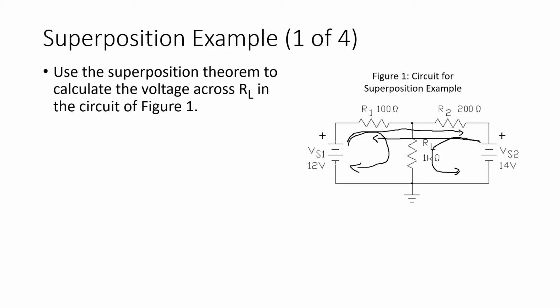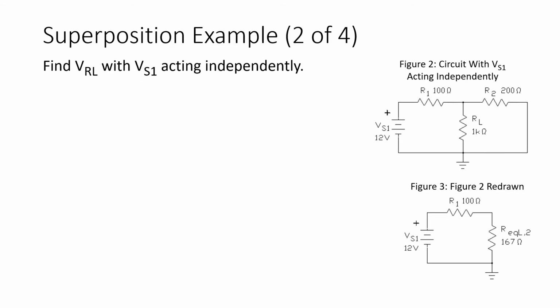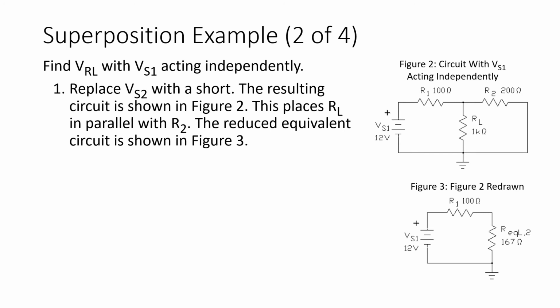Now we could make use of Thevenin's theorem or Norton's theorem, but for this video, we will show an application of the superposition theorem. So, first thing we're going to do is analyze the circuit to find VRL with VS1 acting independently. And you note in the circuit of figure 2 that VS2 is replaced with a short.